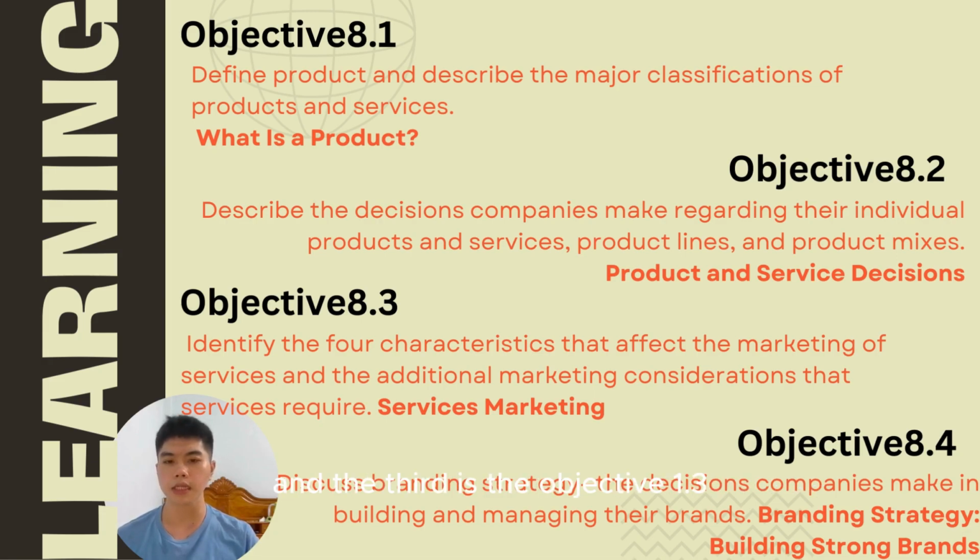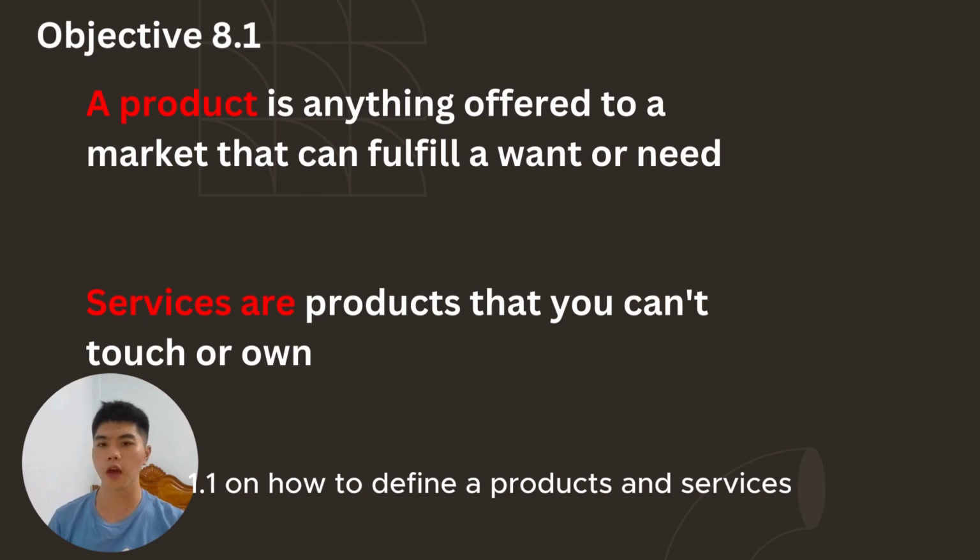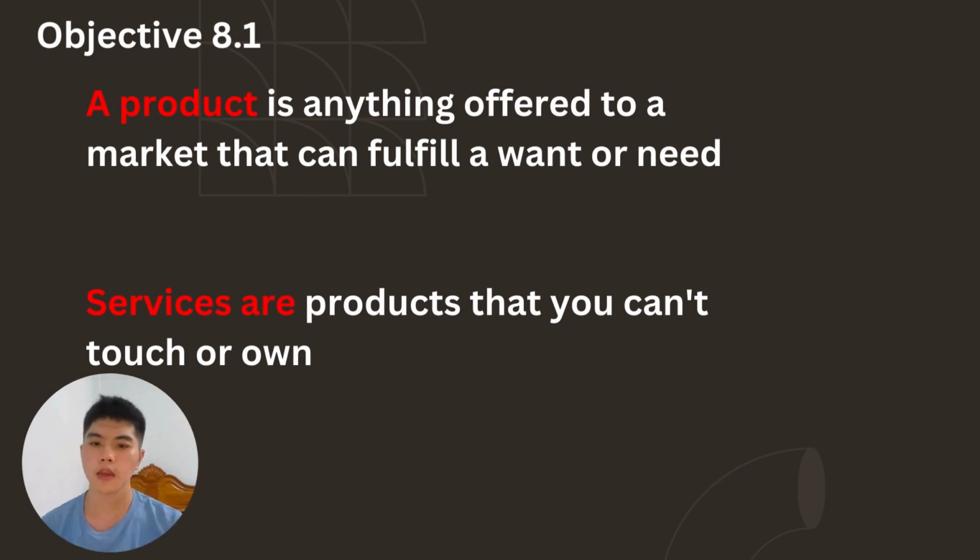And the third is objective 8.3, which will be identifying the four characteristics that affect the marketing of services and will lead us to the world of services marketing. The final, fourth objective, 8.4, will instruct on how to build a strong brand. So we're going to first start with objective 8.1 on how to define our products and services.